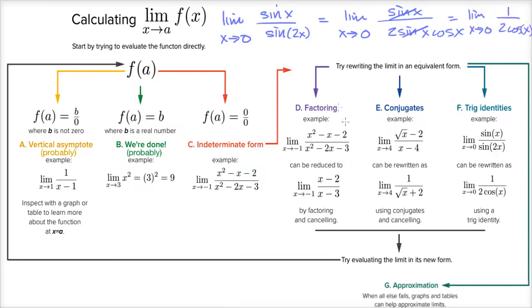And now we can go back to this green condition right over here, because we can evaluate this at x equals 0. It's going to be 1 over 2 times cosine of 0. Cosine of 0 is 1. So this is going to be equal to 1/2.